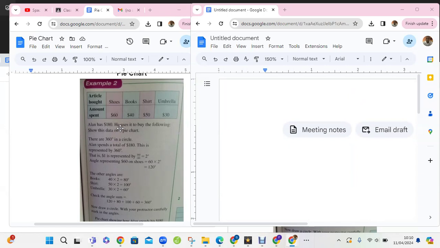So Alan has $180. He uses it to buy the following. Show this data on a pie chart. So 60 plus 40, that's 100, plus 50 is 150, plus 30, that's $180 total. So the total amount spent is 180.